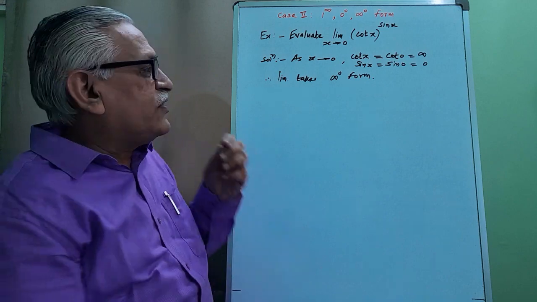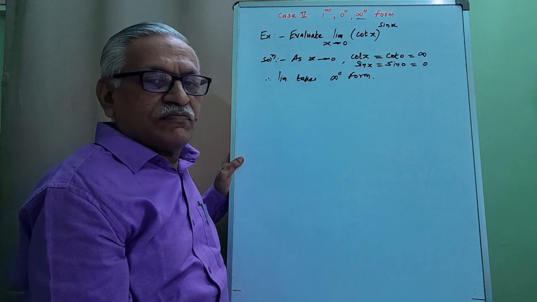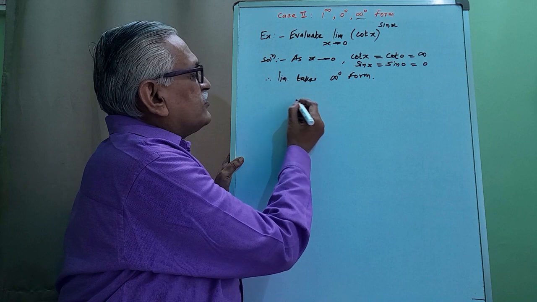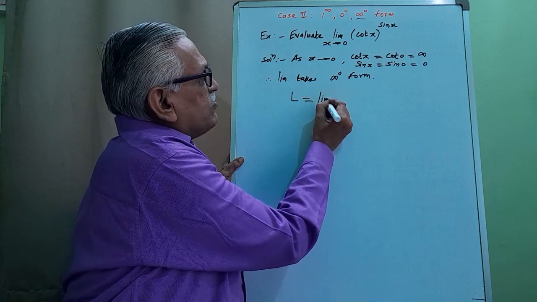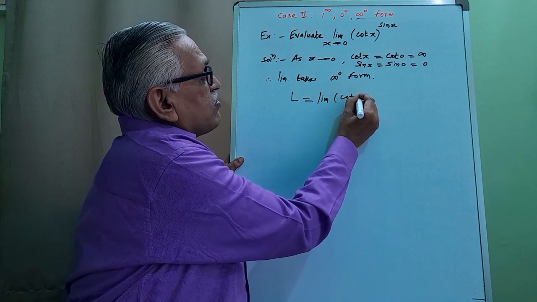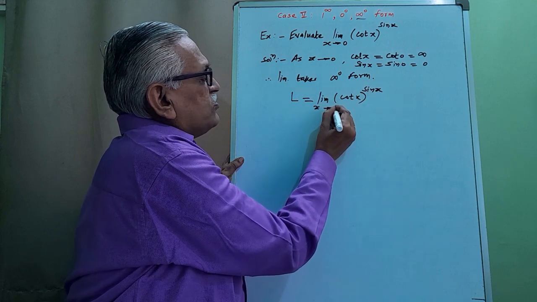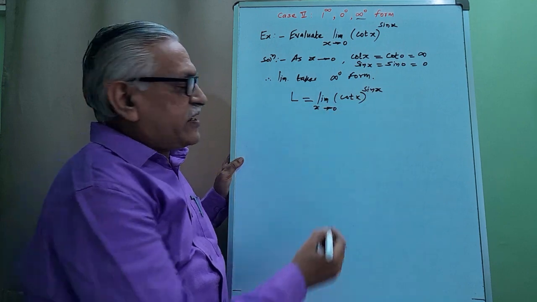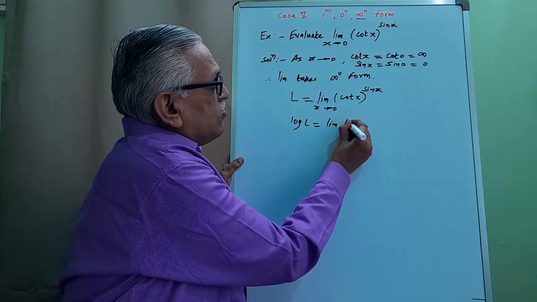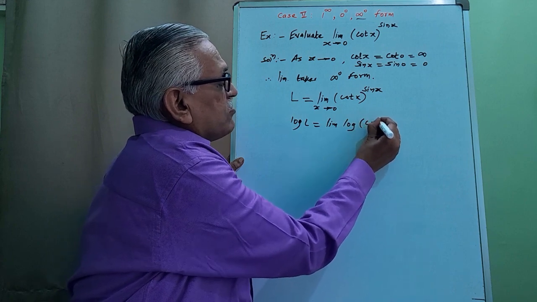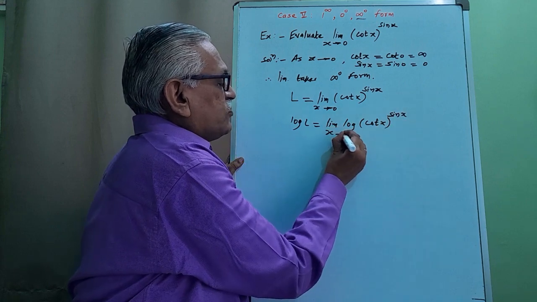And as it takes infinity raised to 0 form, which is one of the indeterminate forms, let's consider that value of the limit as L. Limit of cot x raised to sin x as x tends to 0. Then taking log on both sides, we get log L is equal to limit of log of cot x raised to sin x as x tends to 0.